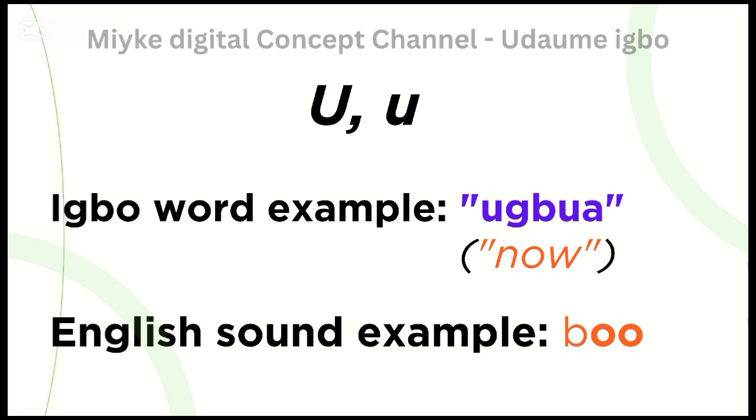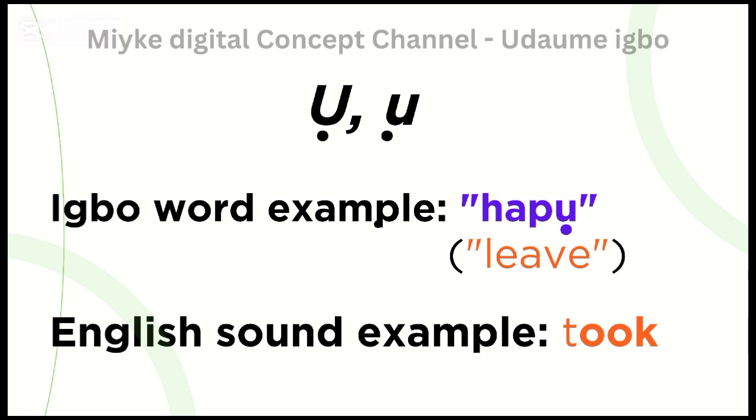But the last part of it is O. Ubua is the example in Igbo. Ubua, that is now, sounds like O from the small to the big one stressed. O. In English, you can call it like boo.